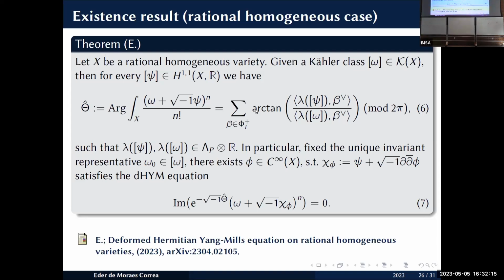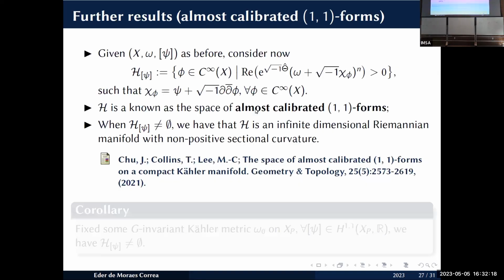And this result has some consequences. For example, here we also have the name calibrated one-form, because we have some results related to the study of special Lagrangians, for which we have an analog of almost calibrated Lagrangians. The definition of the space of almost calibrated one-forms is given by this capital H. When this space is non-empty, it has a geometric structure of a finite-dimensional Riemannian manifold with non-negative curvature. This is the goal of this paper by Collins and Yau.